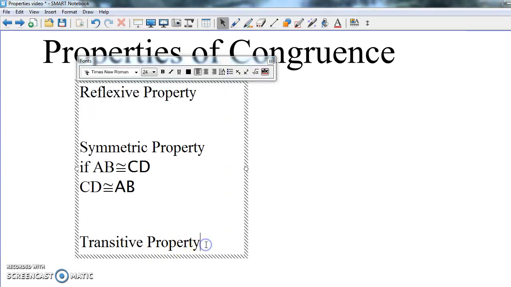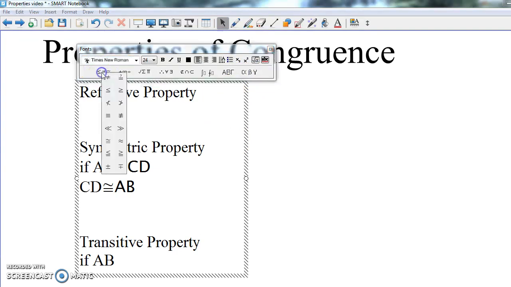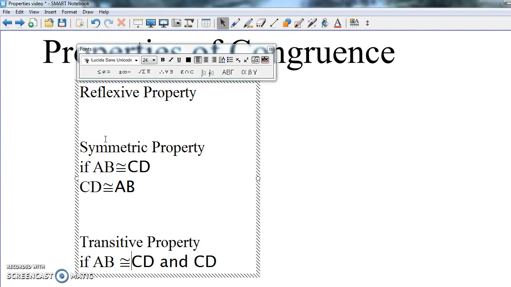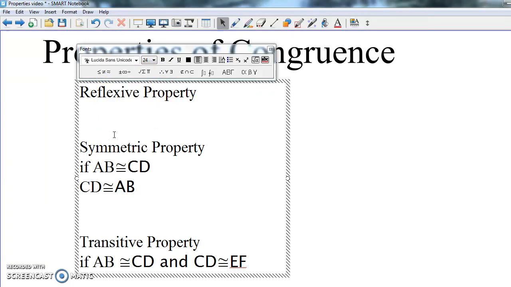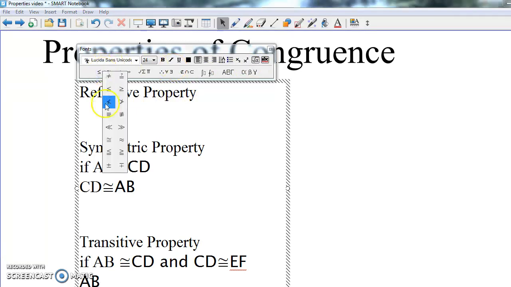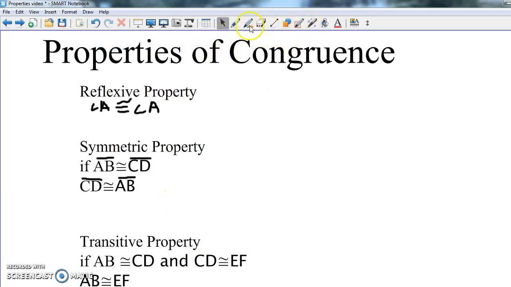So keeping with that same example, if we wanted to use a transitive property in congruency, it would be something like if AB is congruent to CD, and you knew that CD was congruent to EF, then you can say that AB is congruent to EF. So that's how you would apply transitive in that case.